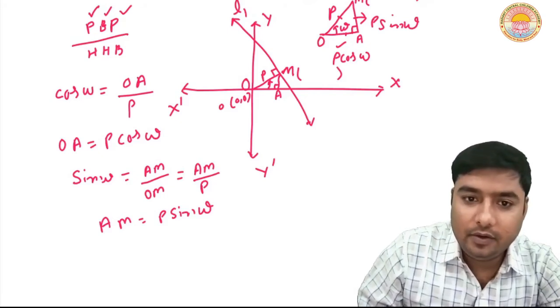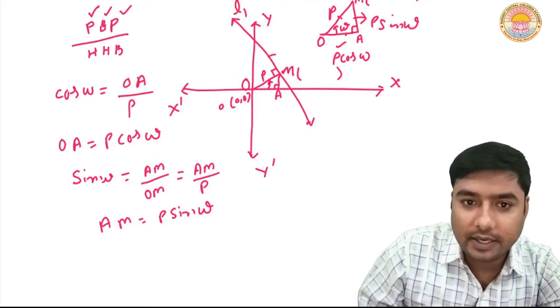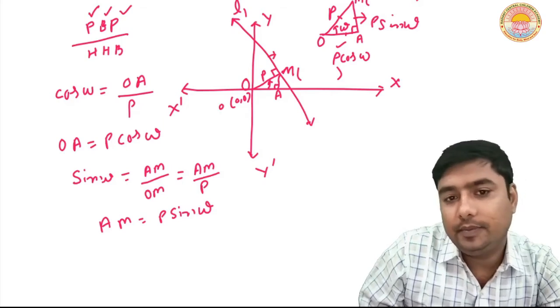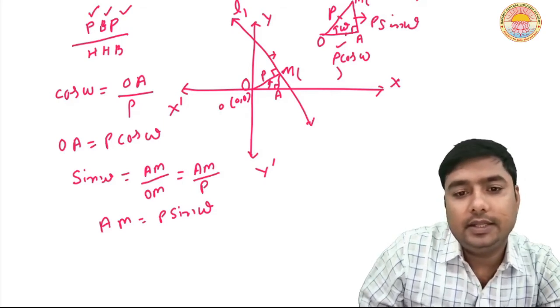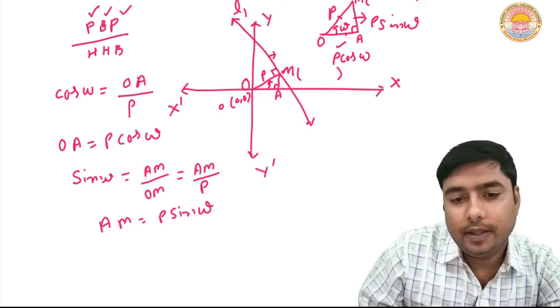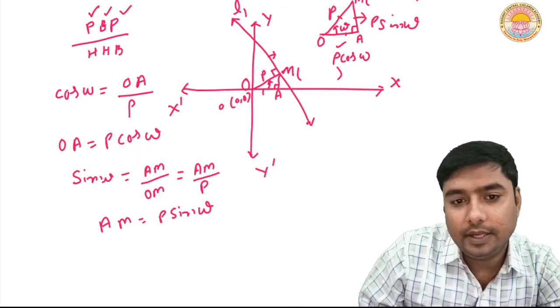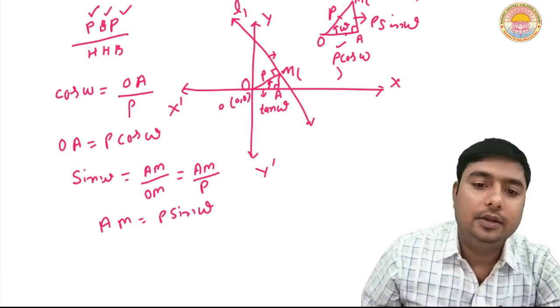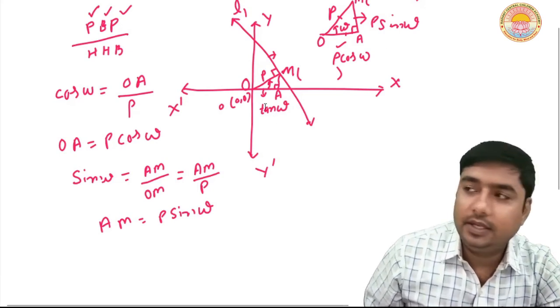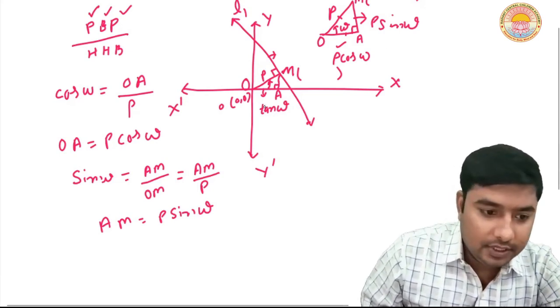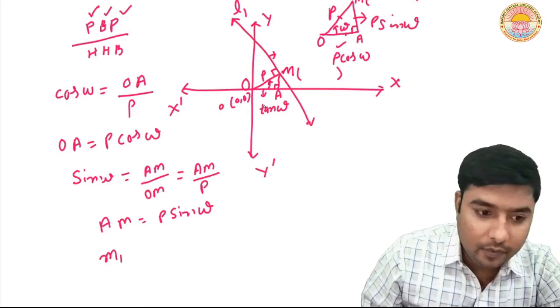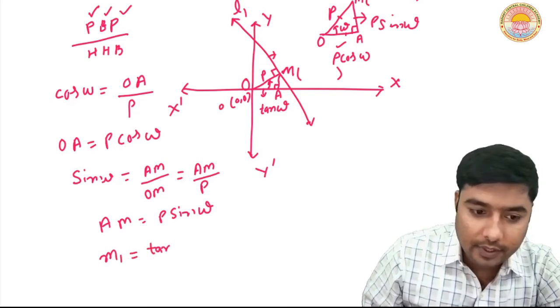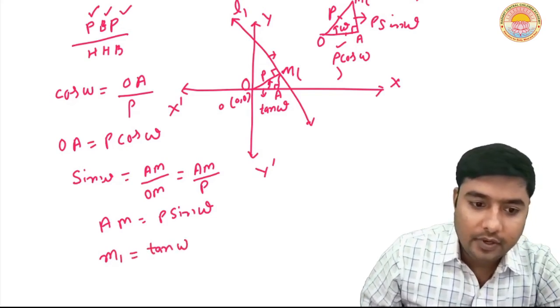Now what we want to find is the slope of this line L1. We know that this angle is omega, so the slope of OA is tan omega. So this is m1: m1 equals tan omega.